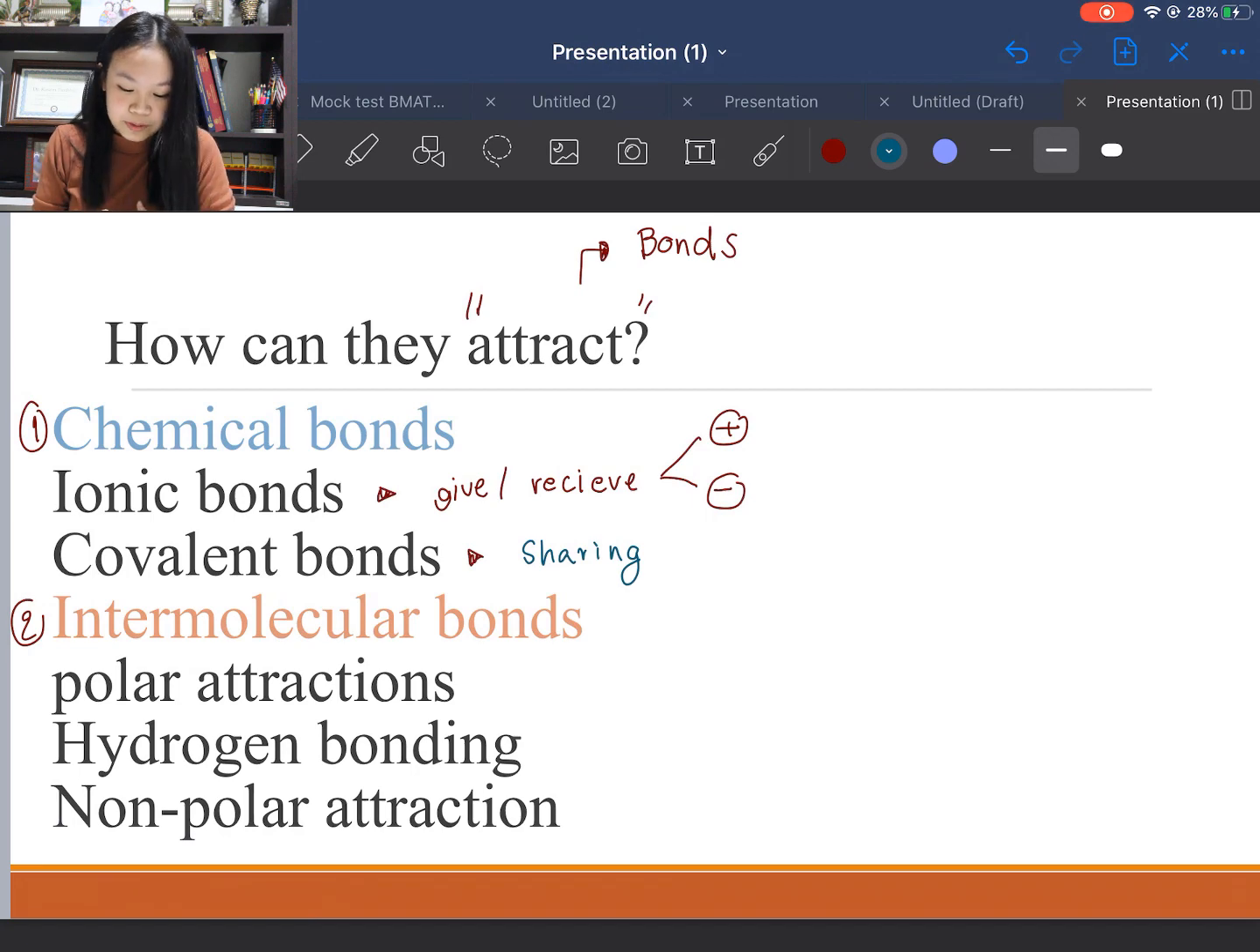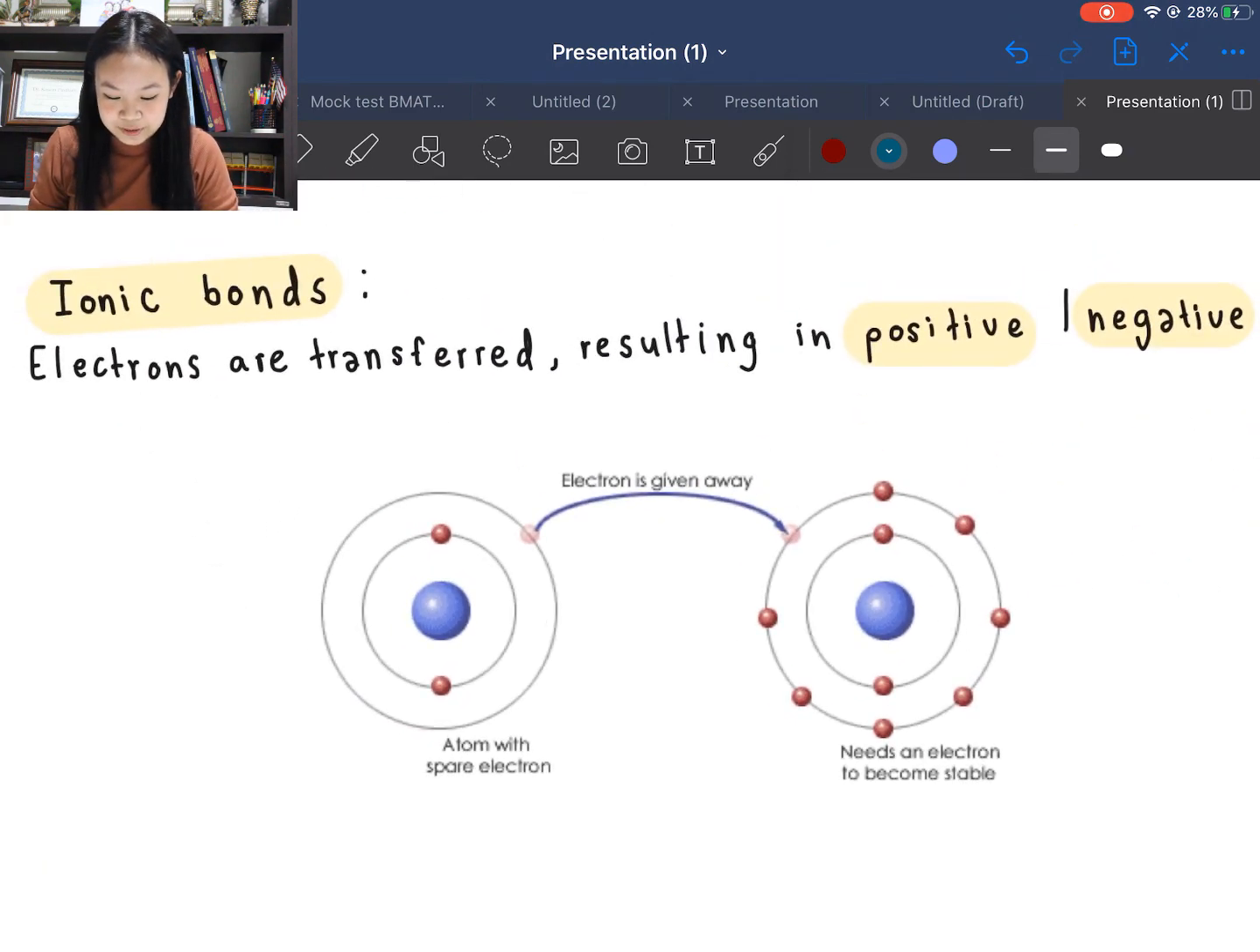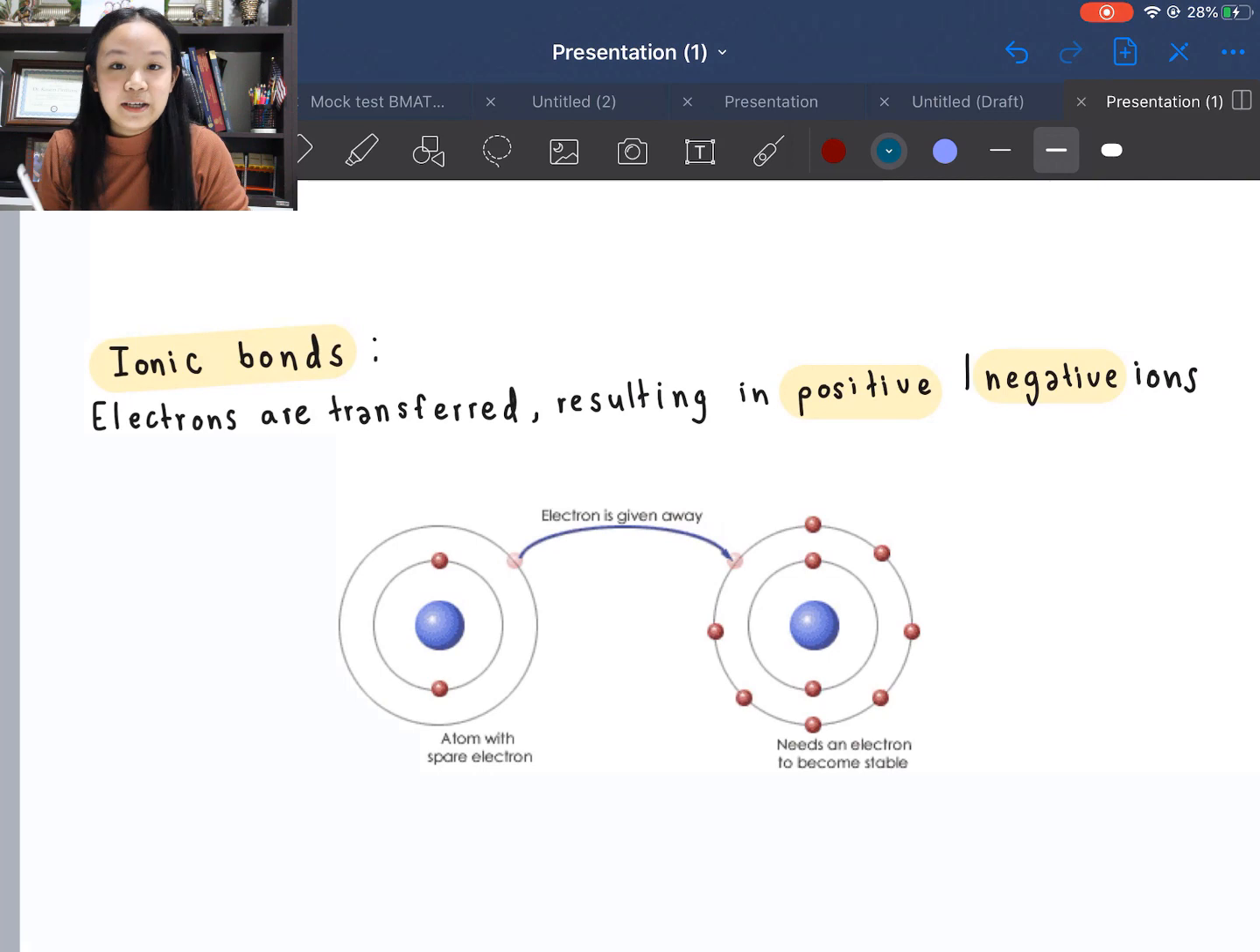And in another word of bonding, we also have intermolecular bonds. Intermolecular bonds have polar attraction, hydrogen bonds, and non-polar attraction, which is actually really weak. Now we're going to go through the chemical bonds. First one, ionic bond. As I say, in an ionic bond, one of them will stay as positive ions, while the other one stays as negative ions. Why?